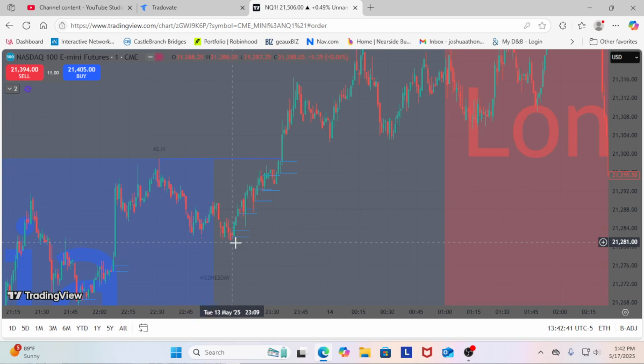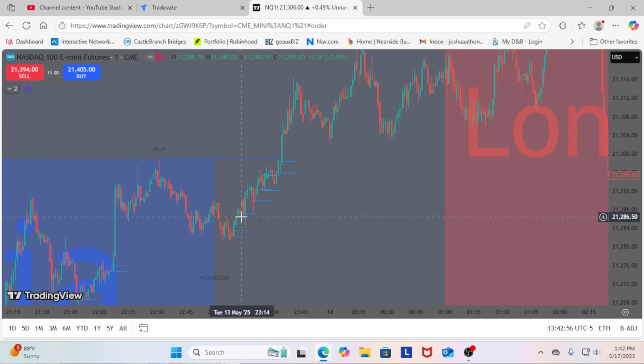But so you see we have a blue demand zone print here. Let's just call it 21,282, and it goes all the way up to 21,315. So this would be a great long position to get into.